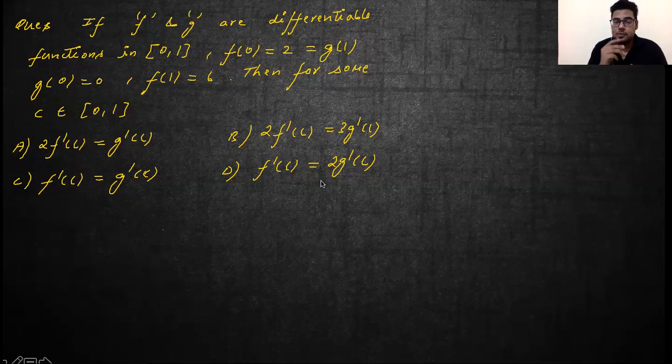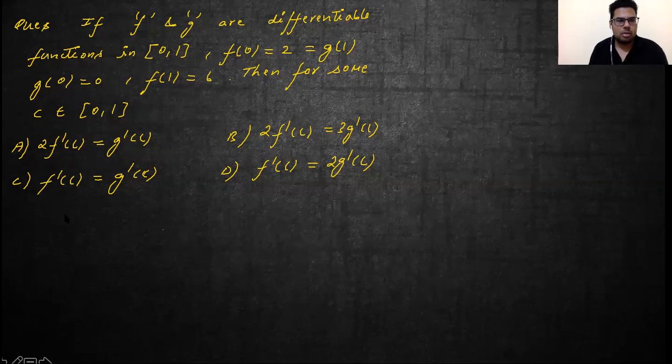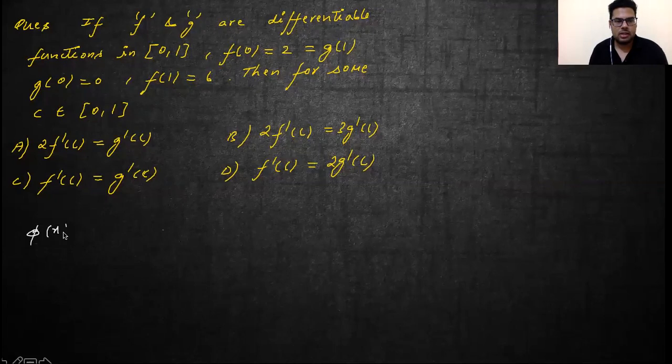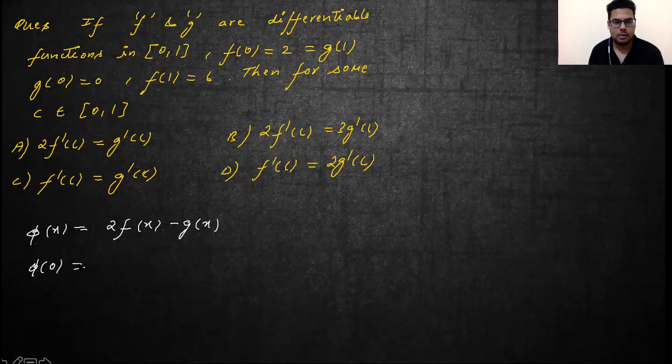Let us say, as in the previous case, we have assumed a function. Now, if you try to see that you have any function, let us talk about option A. In option A, we can assume the function phi of x equals 2 times f x minus g x. The rest of the things are given to us. F of 0 equals 2. So from this, I have phi of 0, which is 2 into f of 0, which is 4, minus g of 0, which is 0. So this comes out to be 4.